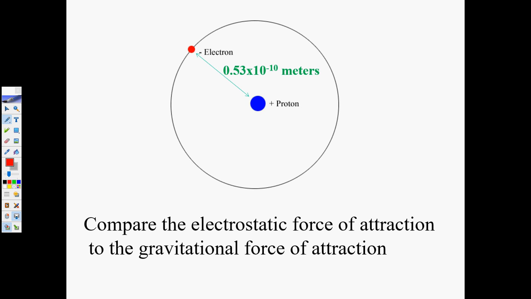To coulombs. Okay. And then, of course, to calculate the force due to gravity, you're going to need to know the mass of an electron and the mass of a proton. So you could either Google it on your phone or you could look it up in your textbook, but you're going to need those values as well. So take a moment and calculate these two forces.